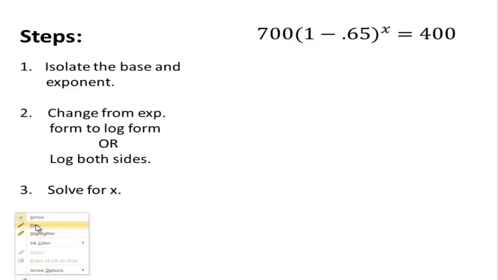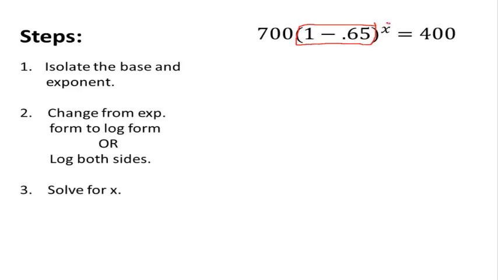Our first step is going to be to isolate the base and the exponent. So the base in this situation here would be this set of parentheses, and the exponent would be x. So we want to have just those two things on that side of the equation before we go on to that next step. So let's get rid of this 700 with some division. We'll divide both sides by 700.